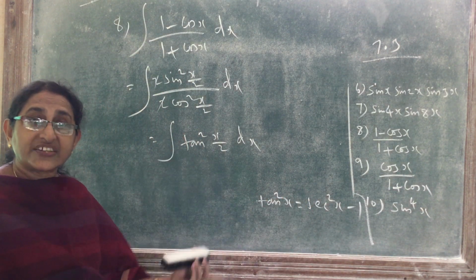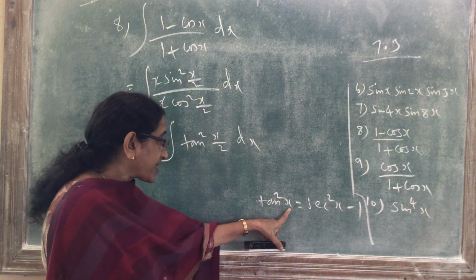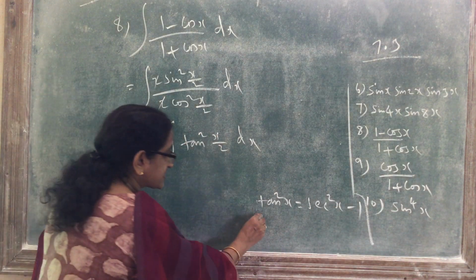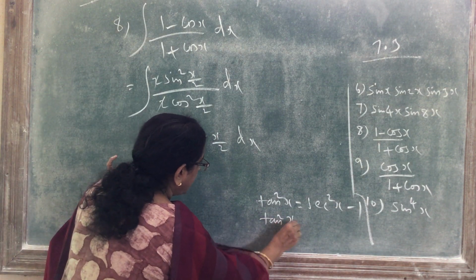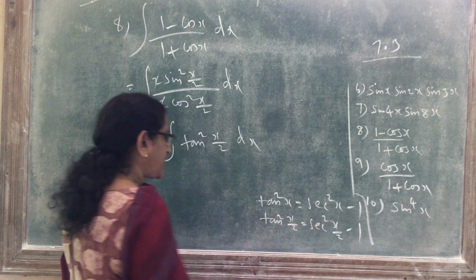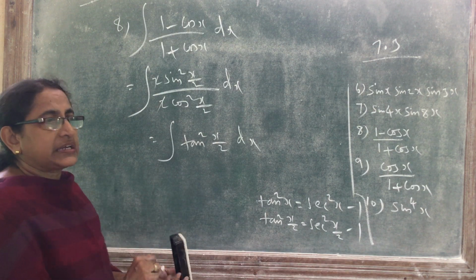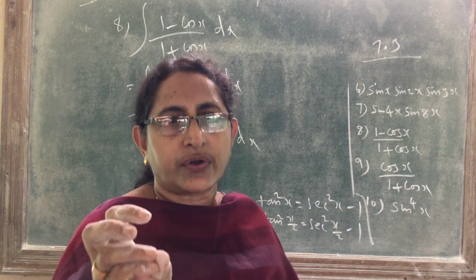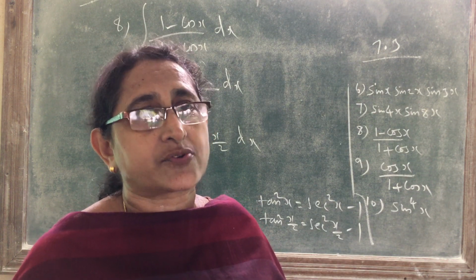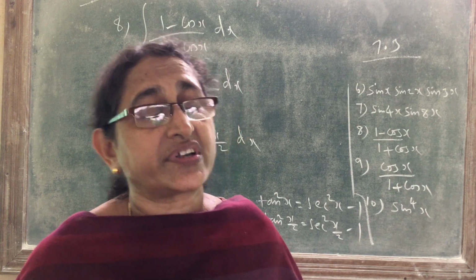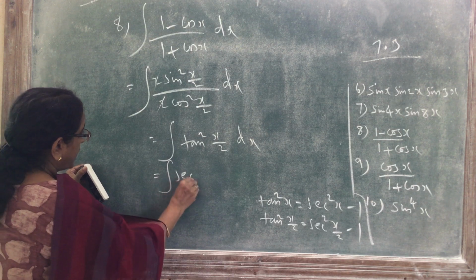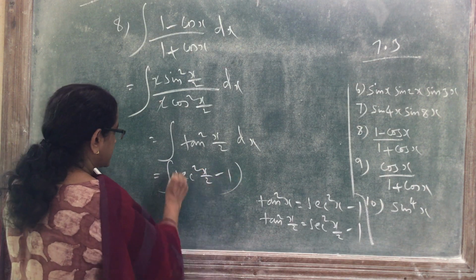So what is tan square x by 2? Make the angle x by 2. Tan square x by 2 equals sec square x by 2 minus 1. Only the angle you have to change. So apply that identity. See, tan square of that angle, everywhere we have to use this identity. To integrate tan square x, write the identity sec square x minus 1, then integrate. Very important function, tan square x. So write the tan square x formula: sec square x by 2 minus 1 dx.